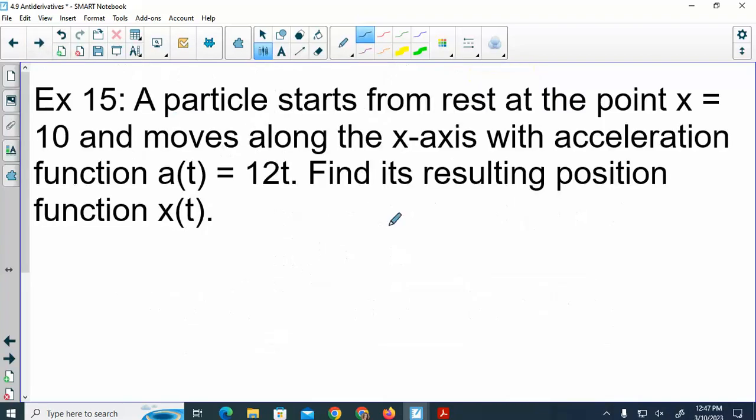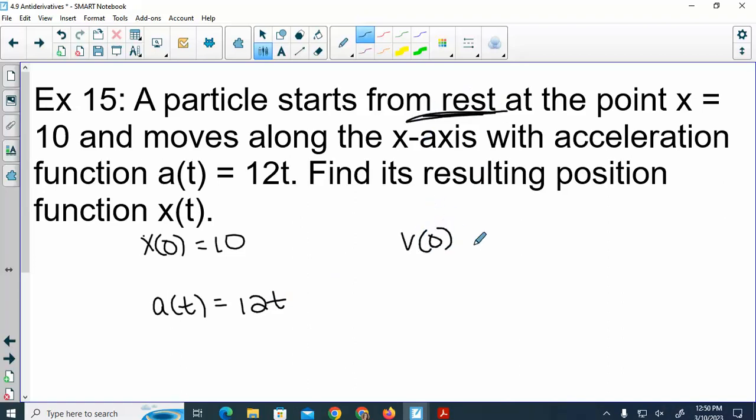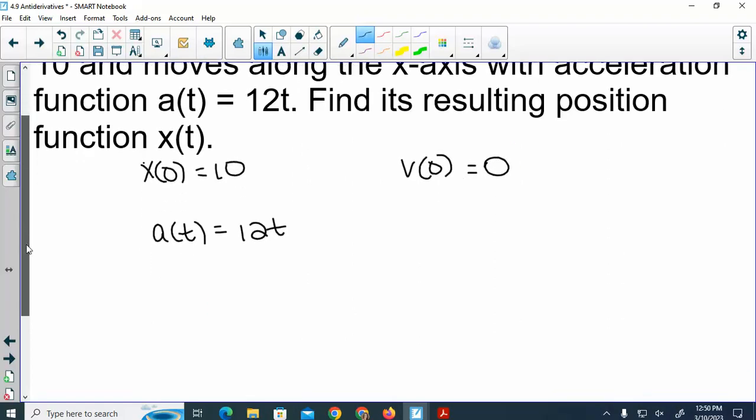Why don't you guys read the next one and see if you can figure it out? So it starts at rest at the point x equals 10. So at time 0, this thing equals 10. It moves with an acceleration of 12t. We also know something else. If it starts from rest, what is the velocity at time 0? 0. Okay, so we want position.